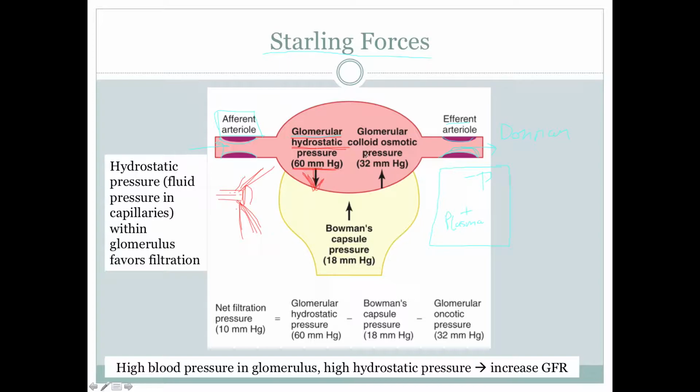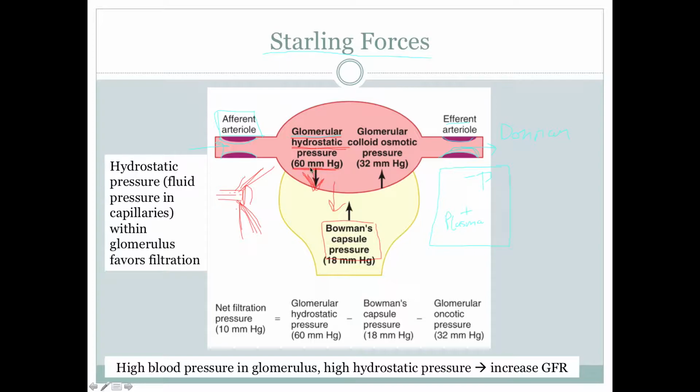Then there are some opposing pressures. The first one is the opposing pressure of the fluid in Bowman's capsule. So there's some fluid here. There's not as much because it's just a little bit of fluid that's being squeezed out of the glomerulus. So we have the pressure of fluid in Bowman's capsule, which is relatively low because it's just the leftover thing squeezed out of the bloodstream.